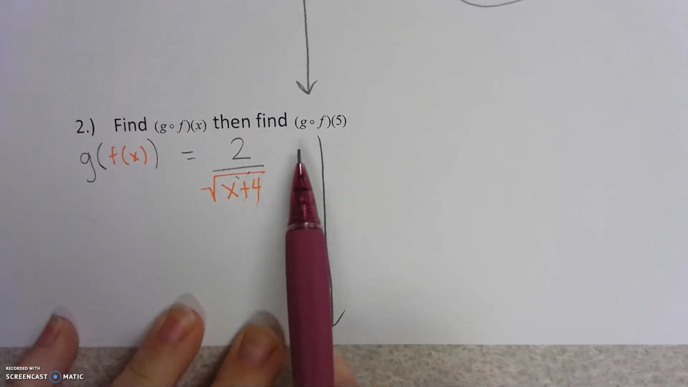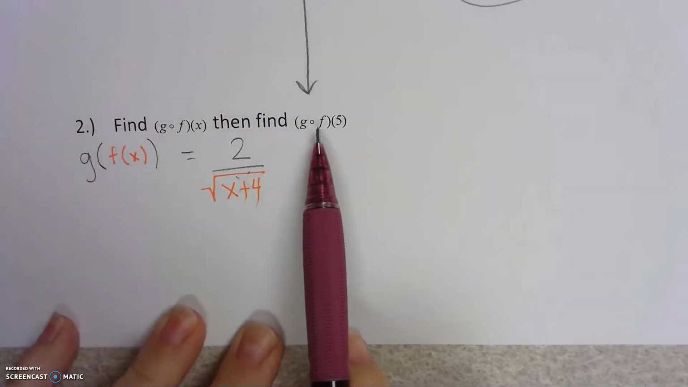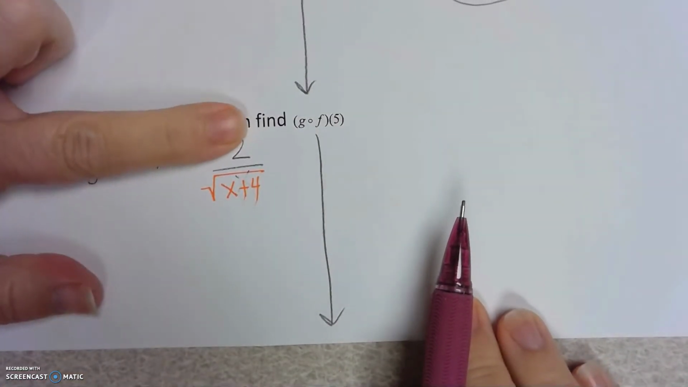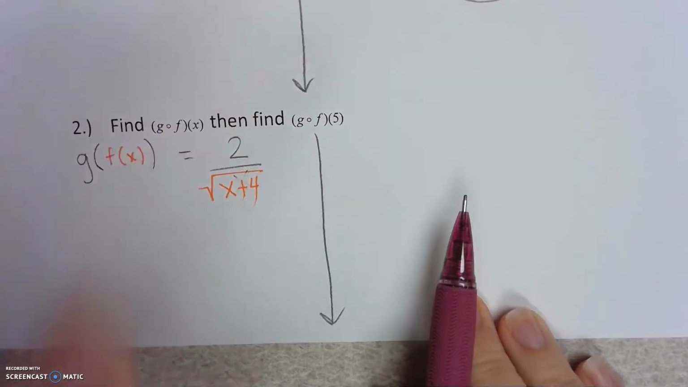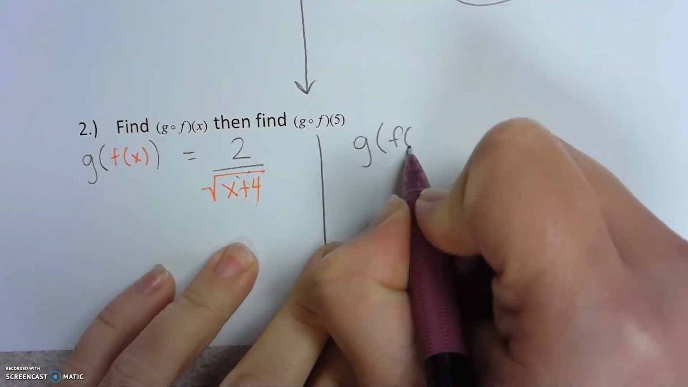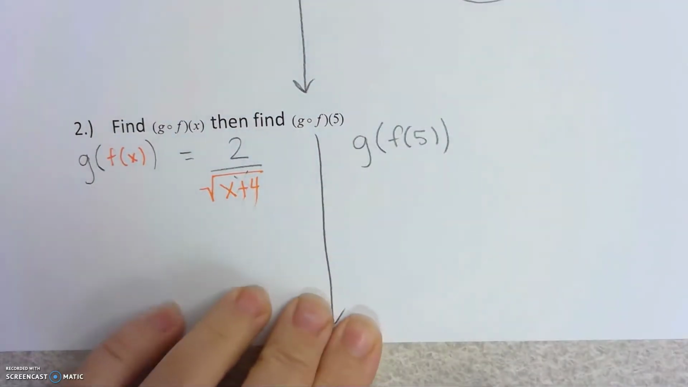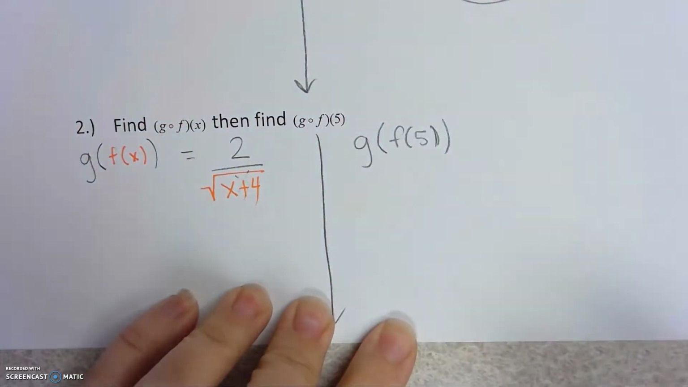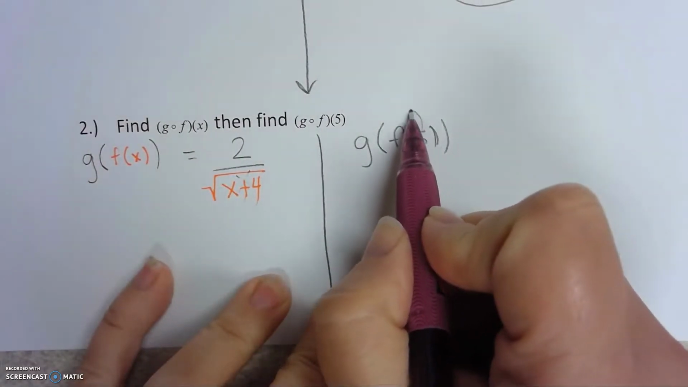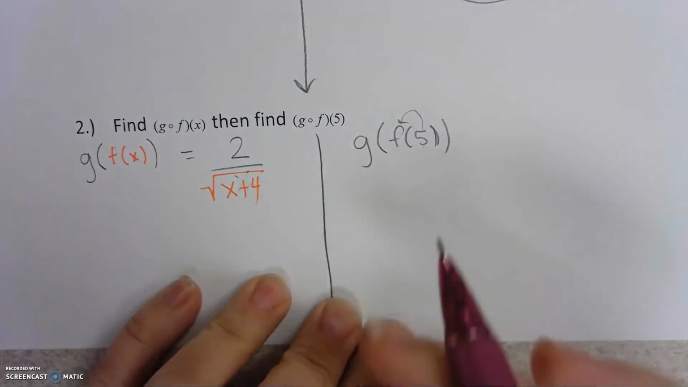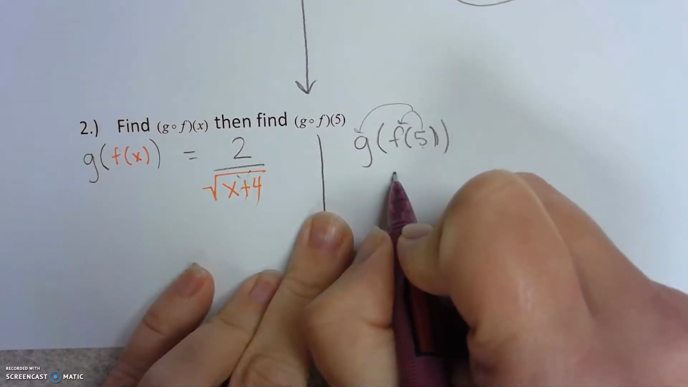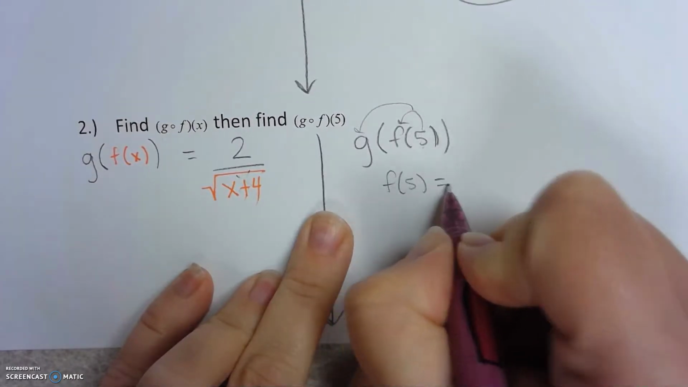Then on this one, if I want to find g composite f of 5, so this is the only information they've given me, let's pretend that they've asked me to find this. Then I'm going to write it like this. I'm always going to work from the inside out. So this tells me what I'm plugging into x, and this is where I'm going to plug it in. Once I get that value, I plug it in to g. So first we find f of 5.